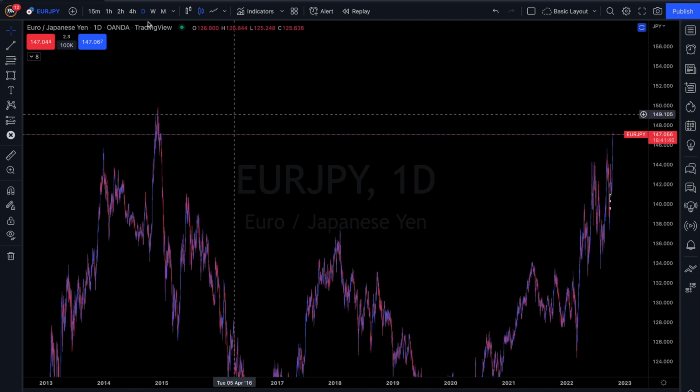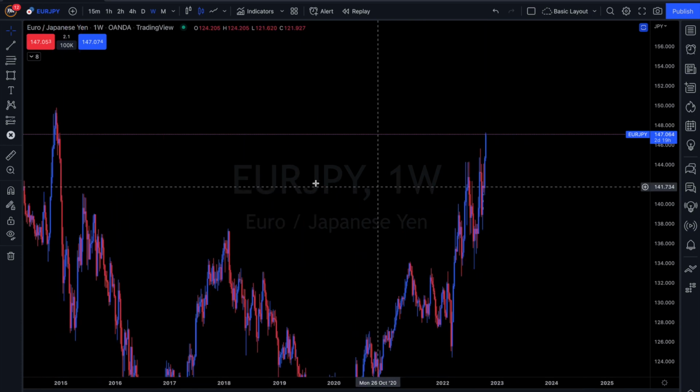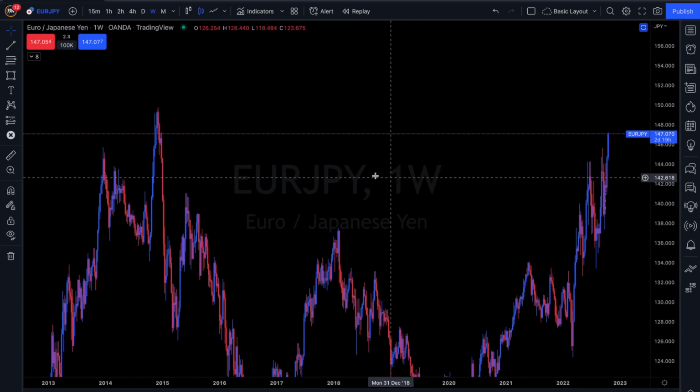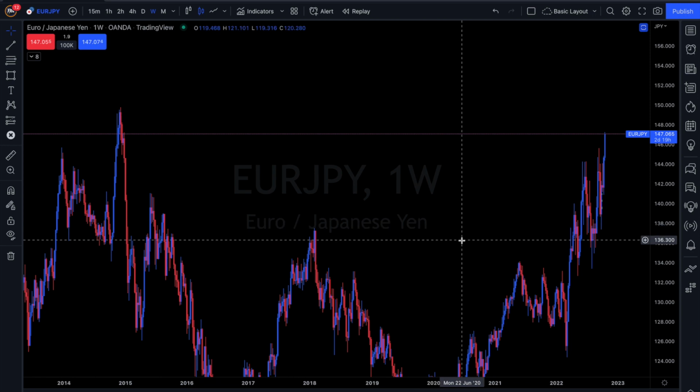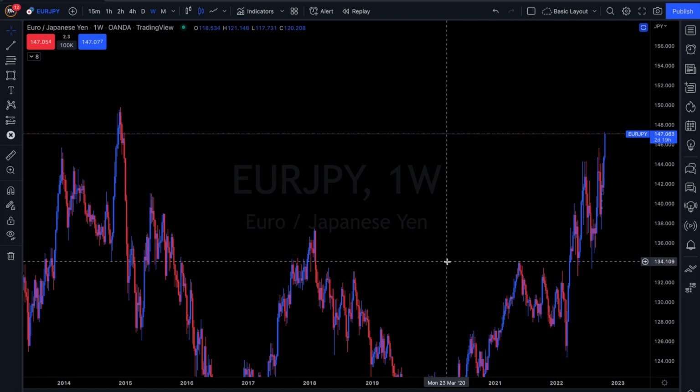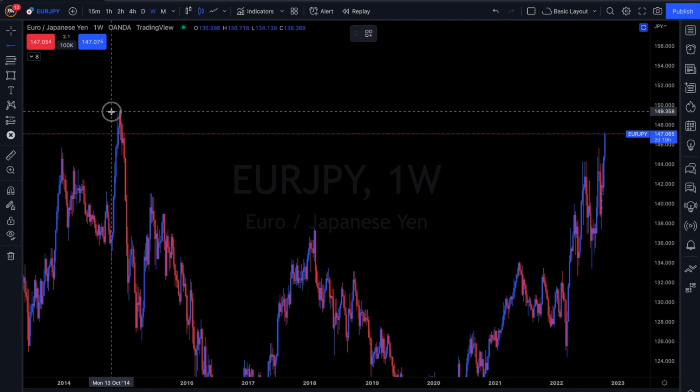Now, here's what I want you guys to notice about this. Let me go up to the weekly real quick so it fits on one chart here. Here's what I want you guys to notice. If somebody asks you, what do you think EURJPY is going to do in the next couple of weeks? The obvious answer would be to look for buys, right? Now, for me, the area that I'm interested in EURJPY going is right here.